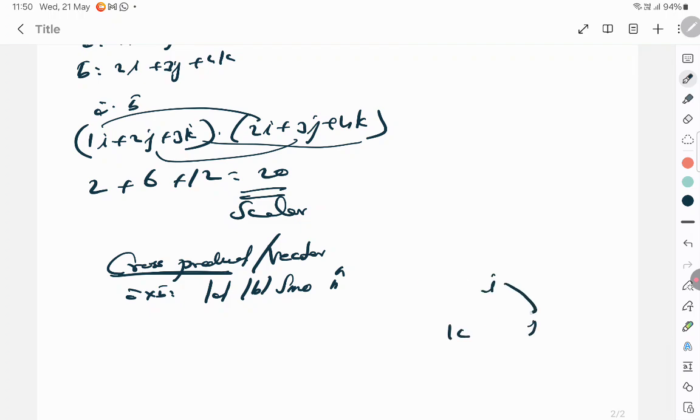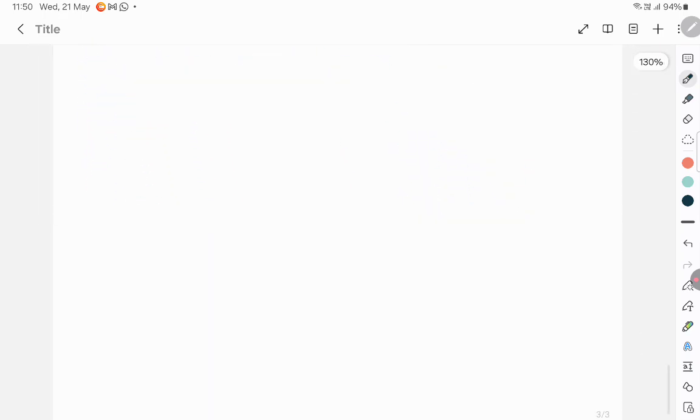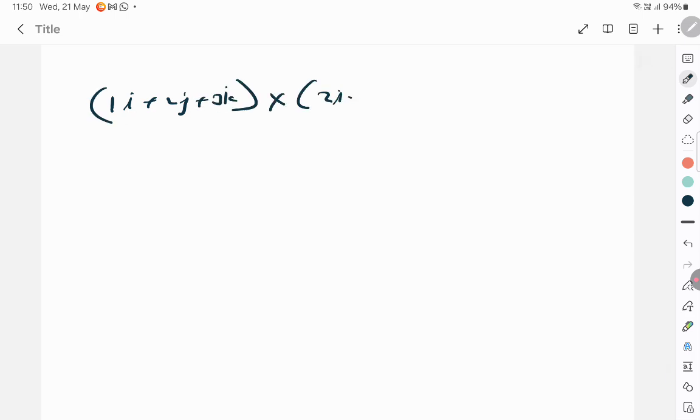i, j, k. i cross j is k, j cross k is i, k cross i is j. If the direction is getting interchanged, i cross k will be minus j. You have to insert a negative sign. So let us cross an A vector and a B vector. A vector is 1i plus 2j plus 3k. You're going to cross it with 2i plus 3j plus 4k, which is the B vector.